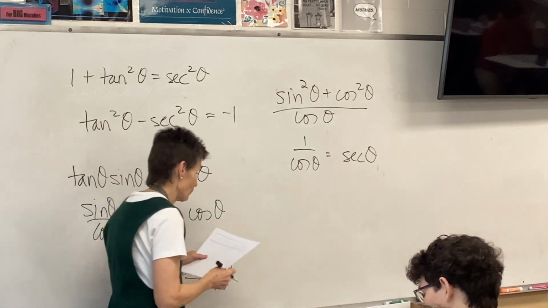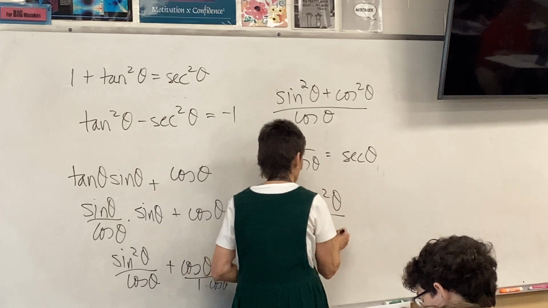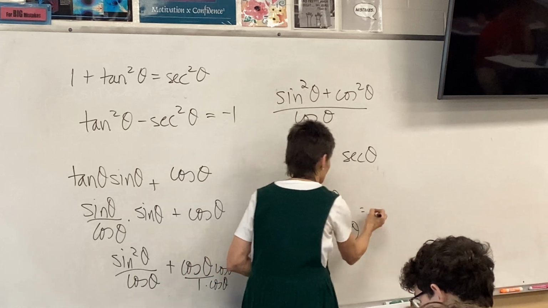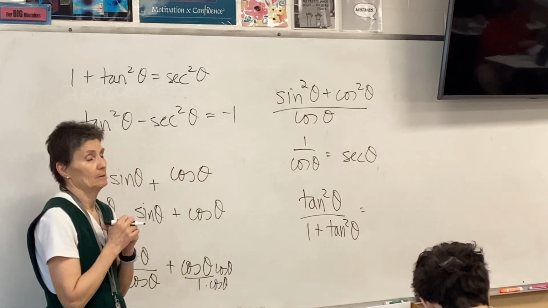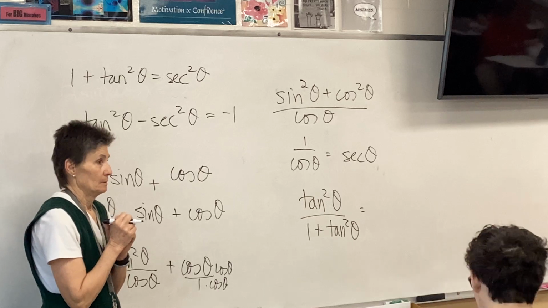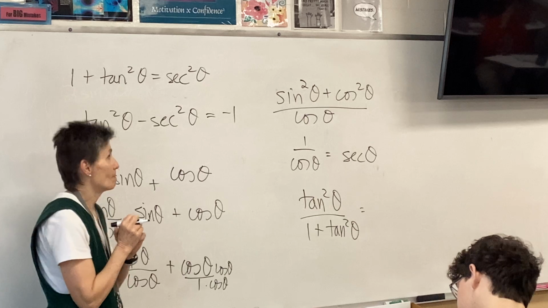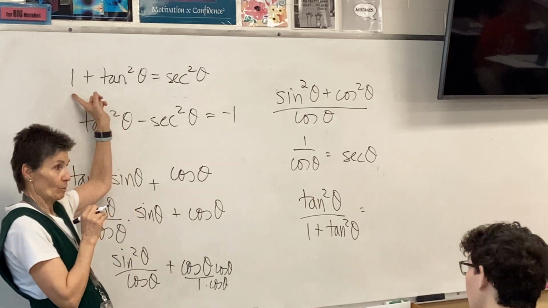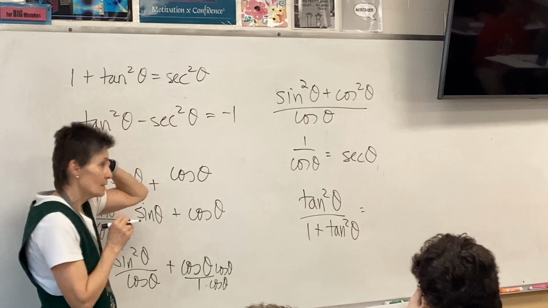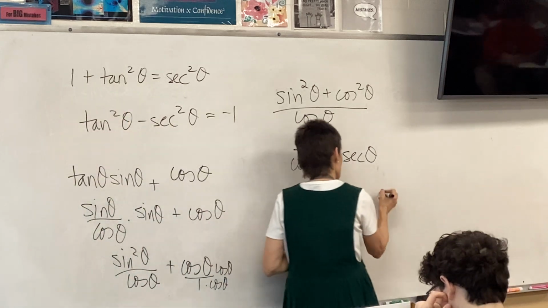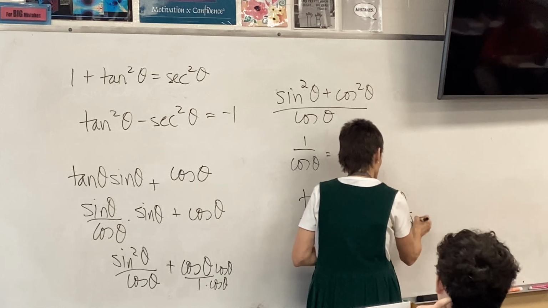All right, what about number 3? Tangent squared over 1 plus tangent squared. Anything there ring a bell? I actually have it written on the board. What's 1 plus tangent squared? Secant squared. So I have tangent squared over secant squared.